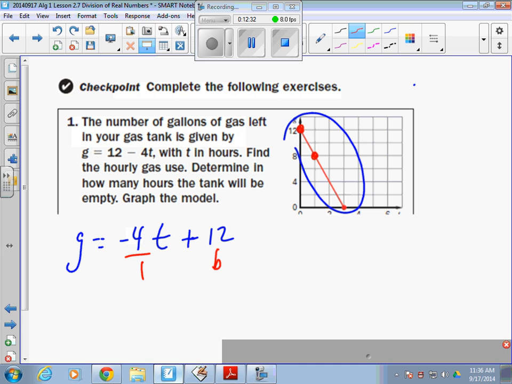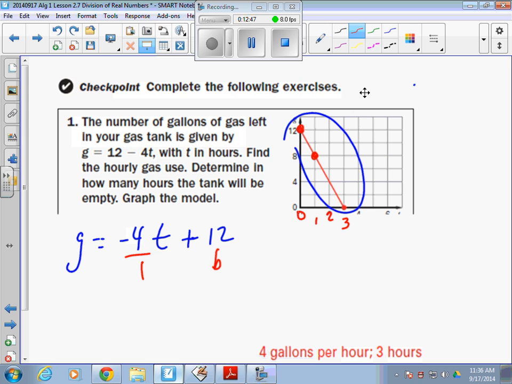It says determine how many hours until it's going to be empty. Well, if we draw that line and we come straight down, in 6 hours, it's going to be empty. So 4 gallons per hour. I'm sorry, not in 6 hours. My thing's cut off here. This is 0, this is 1, this is 2. At 3 hours, it's going to be empty.